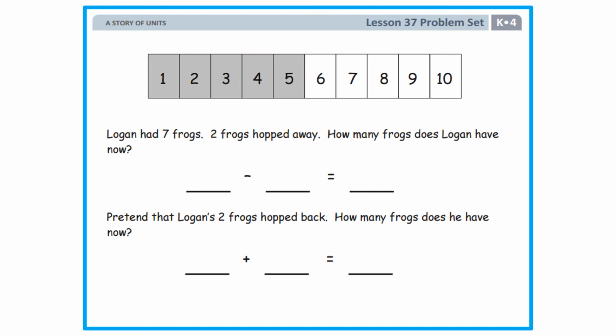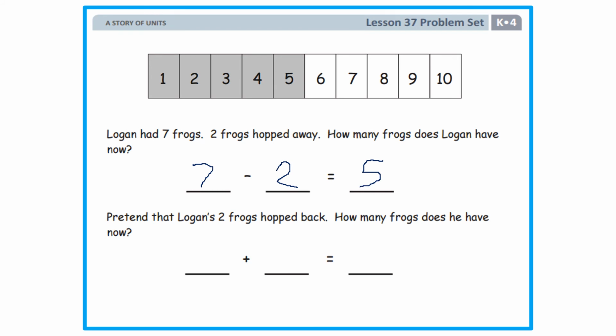So let's write the sentence starting with the whole number. He had how many? 7 frogs. Good. He took away 2. And what happened to those 2 frogs? Well, they hopped away. That's right. He had 7 and 2 frogs hopped away. So how many frogs does he have now? 5. That's right. You remembered how many fingers you had left.